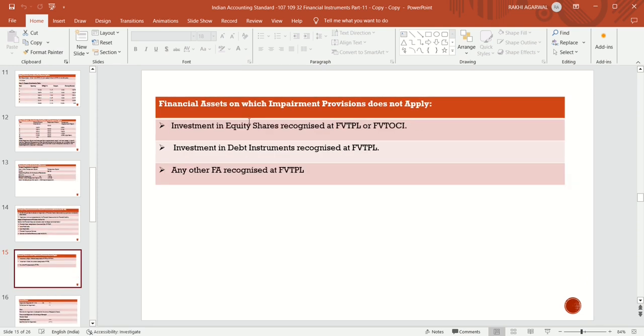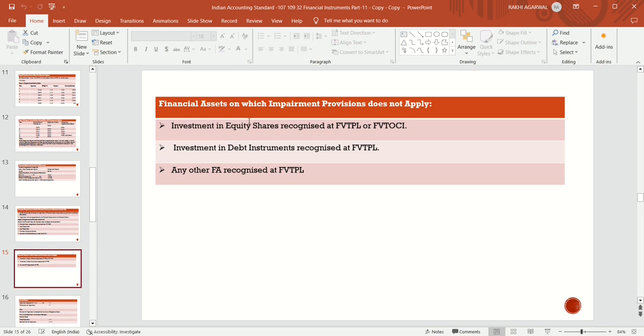Financial asset on which impairment provision does not apply. In which of the financial assets does impairment provision not apply? Like investment. Investment is a financial asset, like investment in equity shares. If you invest in anything which is recognized at fair value through profit and loss or fair value through OCI, the impairment provisions will not apply. Investment in debt instrument like debentures, on which the impairment provisions will not apply, or any other financial asset recognized at fair value through profit and loss.